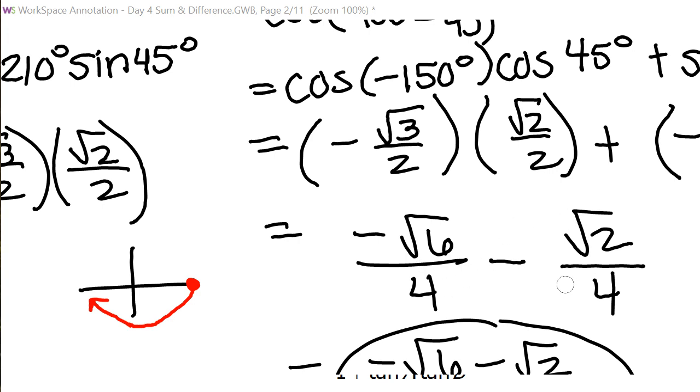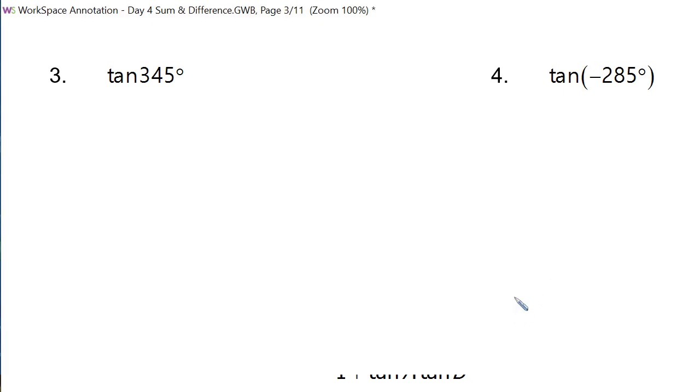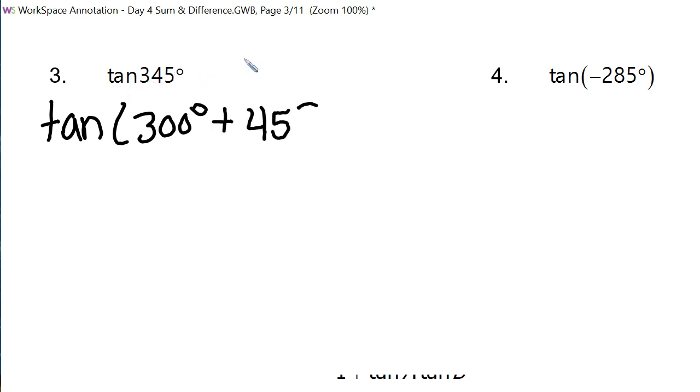Next one, problem 3. Number 3, we need tangent of 345 degrees. So we need two angles that add up to 345 degrees. And what can we use? 345. Or you could have done 315 degrees and 30 degrees. You'll get the same answer in the end.